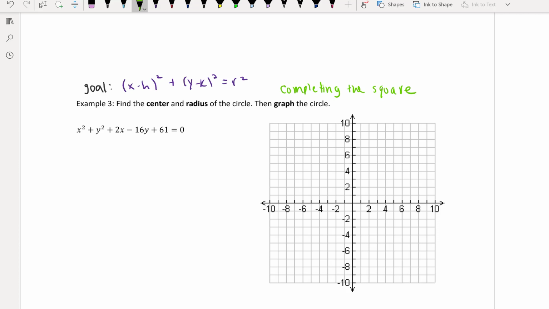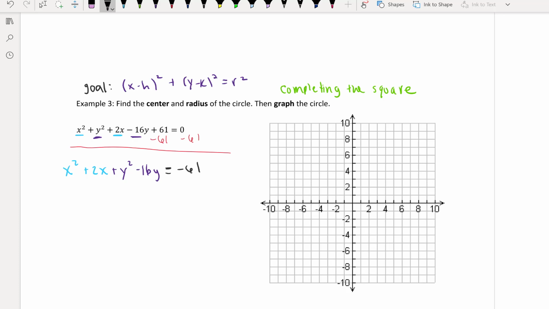Okay, so I'm going to rewrite this, subtracting 61 on both sides. I'm going to group my x's together, and then group my y's together. So here I have an x squared, and over here I have a 2x. So x squared plus 2x. And I'm also going to have a y squared and a negative 16y. So y squared minus 16y is equal to, and I did 0 minus 61, so it's a negative 61.